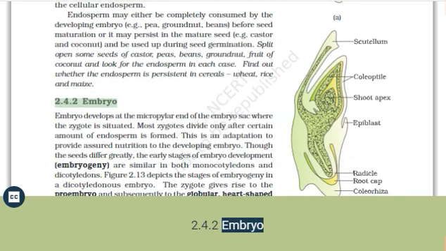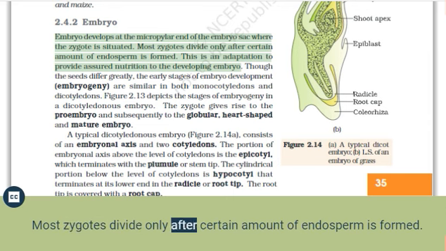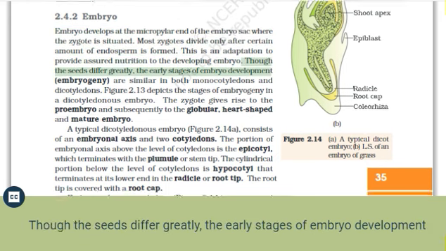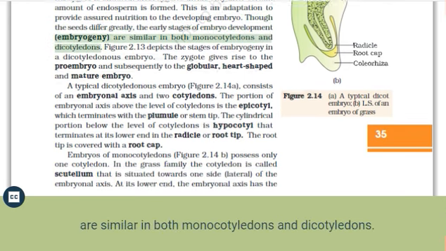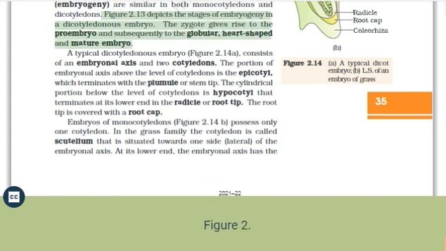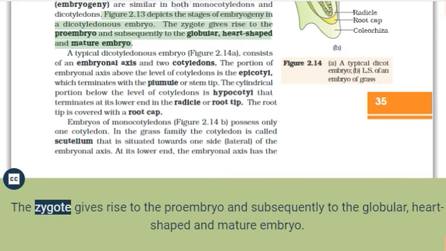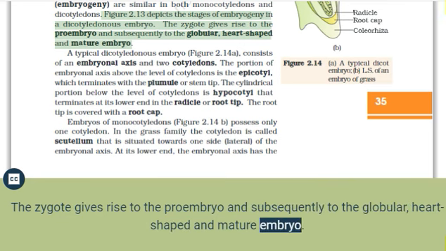2.4.2 Embryo. Embryo develops at the micropylar end of the embryo sac where the zygote is situated. Most zygotes divide only after a certain amount of endosperm is formed. This is an adaptation to provide assured nutrition to the developing embryo. Though the seeds differ greatly, the early stages of embryo development are similar in both monocotyledons and dicotyledons. Figure 2.13 depicts the stages of embryogeny in a dicotyledonous embryo. The zygote gives rise to the proembryo and subsequently to the globular, heart-shaped, and mature embryo.